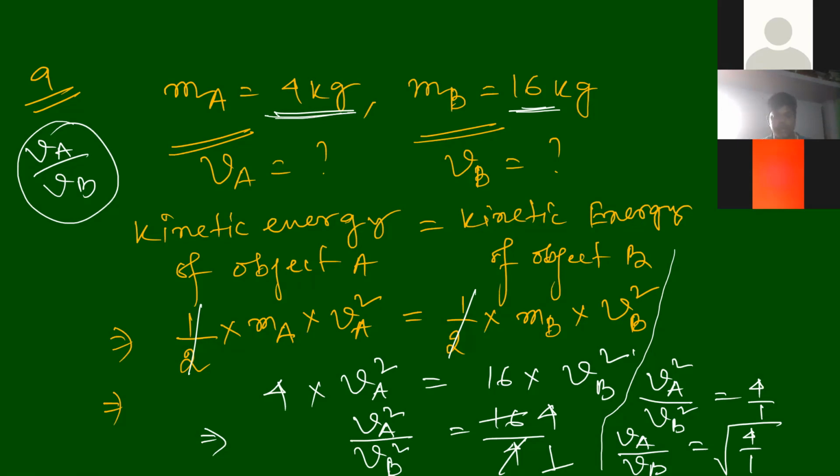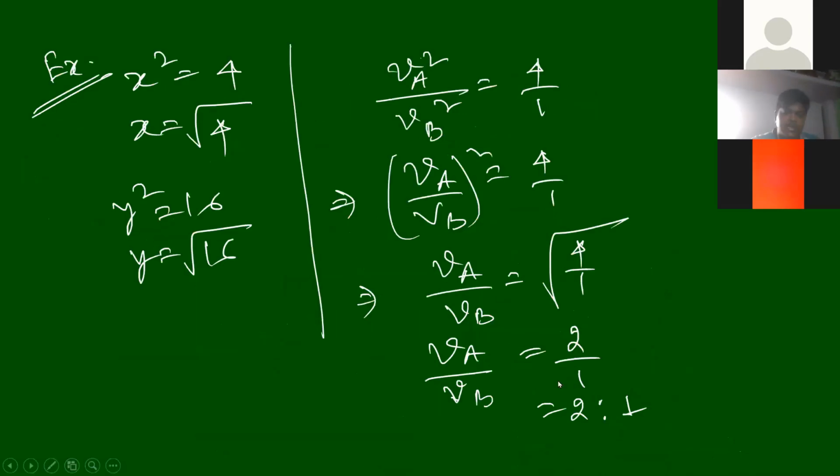I have substituted the values, 4 and 16. Then VA square upon VB square equals 16 by 4, which equals 4 is to 1. After that, if VA square divided by VB square equals 4 by 1, that means (VA by VB) whole square equals 4 by 1. That means VA by VB equals the square root of 4 by 1, and it is ultimately 2 is to 1.